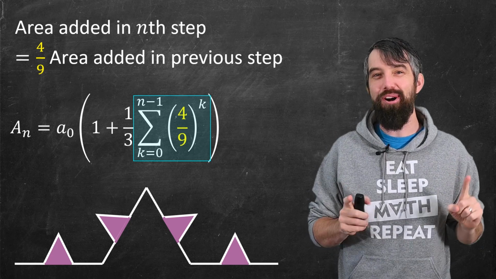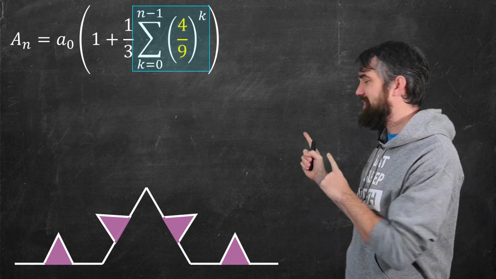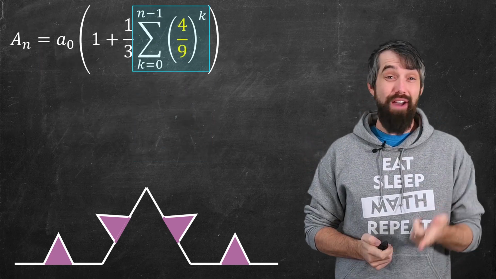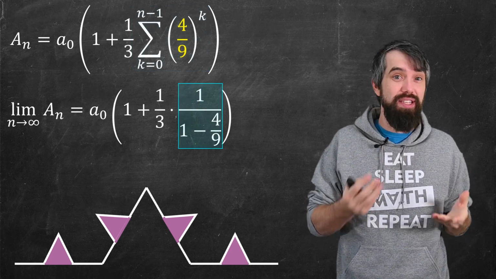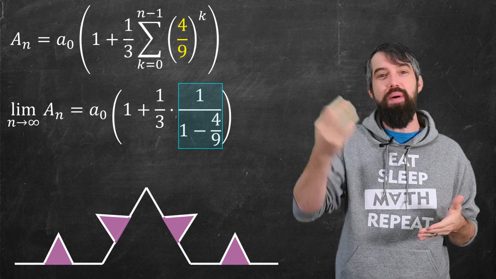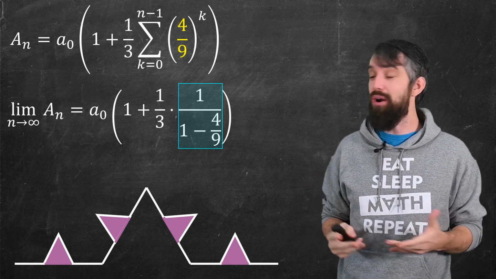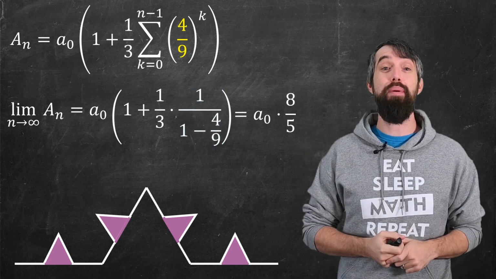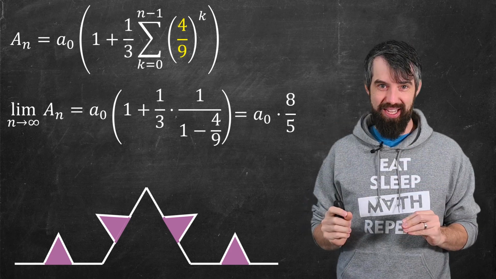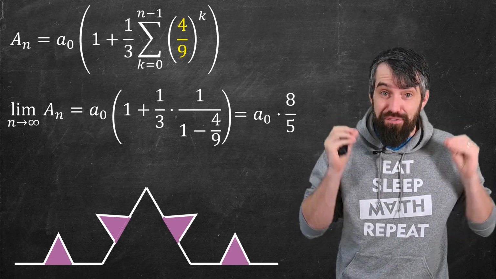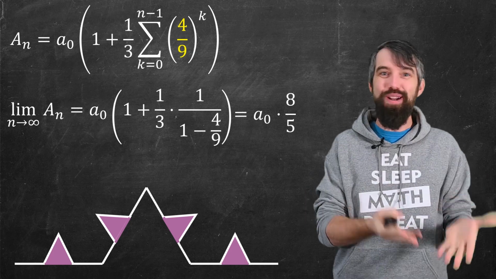Now we can use the power of calculus. This is a geometric series, so if I want to take the limit as n goes to infinity, I know how to replace the sum of r to the power of k. It's 1/(1 minus r), so I can plug that in. This is just some number, and what do I get? I get a naught times 8/5. The area is finite. It's just 8/5 the original area.